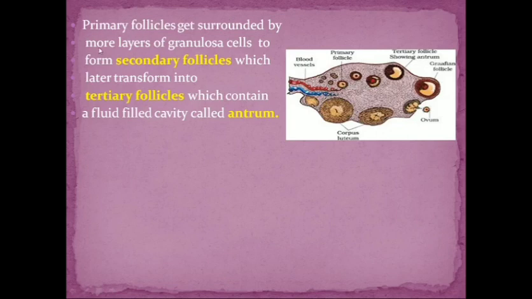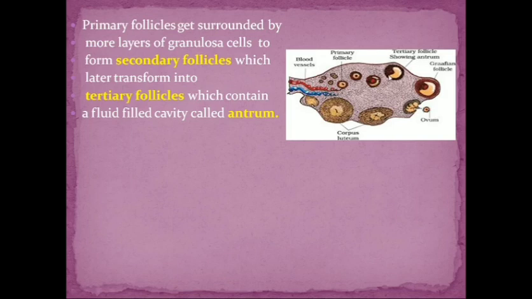Now the primary follicles get surrounded by more layers of granulosa cells to form a secondary follicle. So a primary follicle transforms into a secondary follicle by the formation of a number of granulosa cells around the primary oocyte. Now these cells differentiate into a covering, that is, an external theca and an internal theca. Theca means covering. So it forms a cover around the primary oocyte.